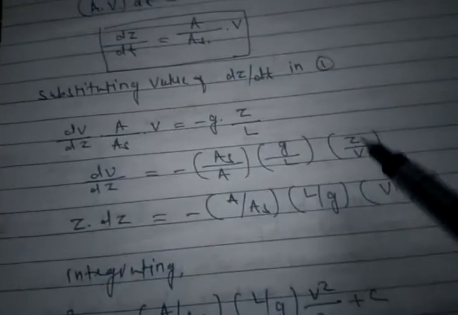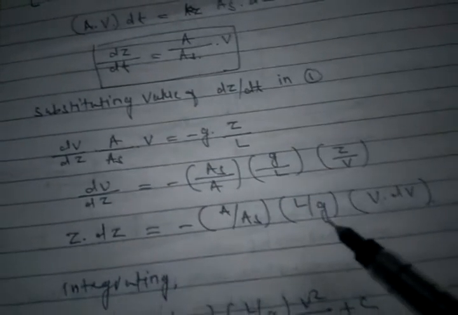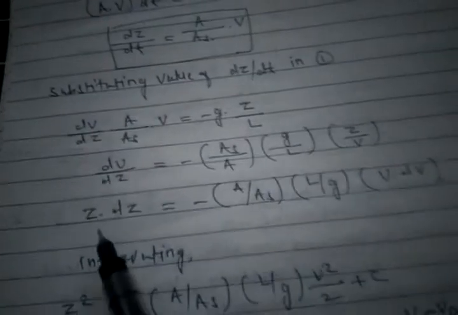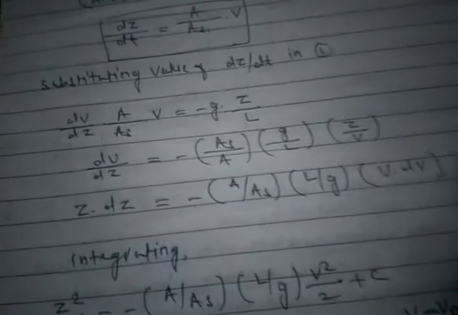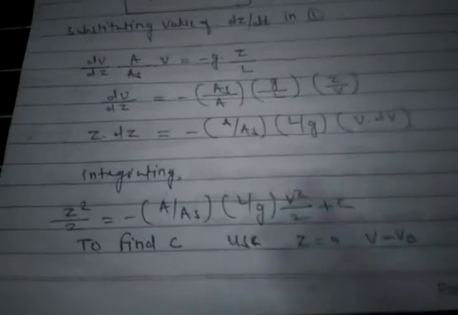Okay, now bringing dz to this side, z into dz is equal to minus A by As into L by G into V into dV. It is just a rearrangement of the terms so as to bring Z and dZ onto the same side. Now you might guess what we will be doing next. It is integration. Integrating both the sides.